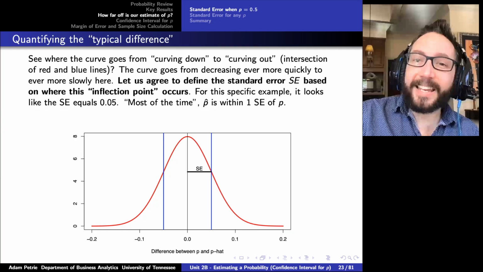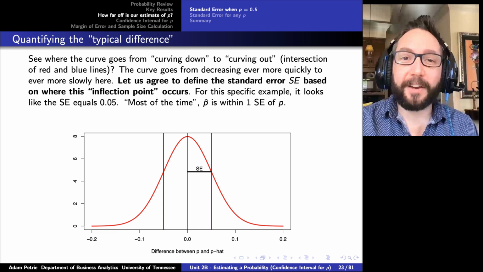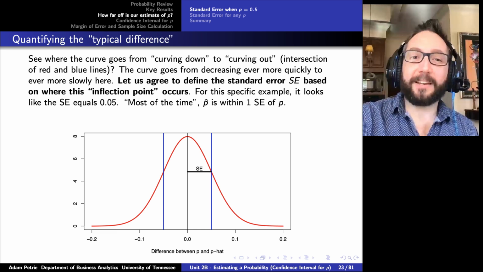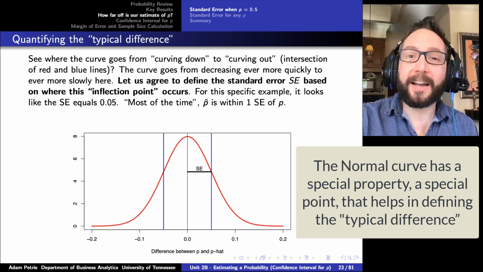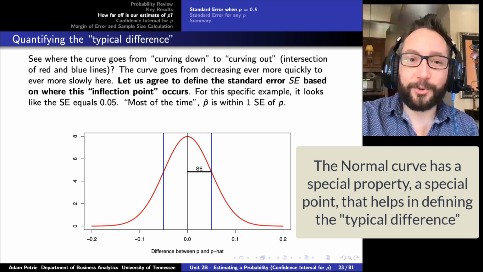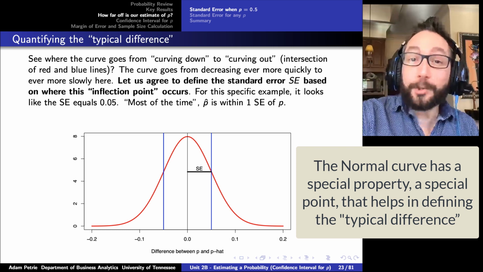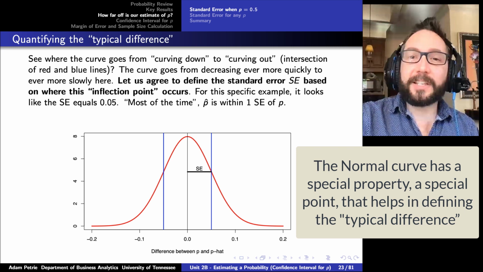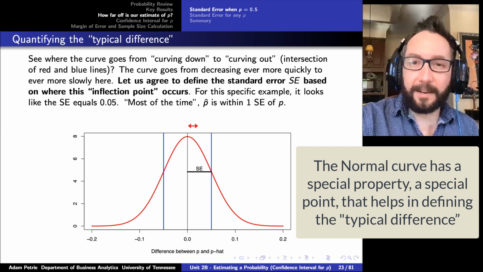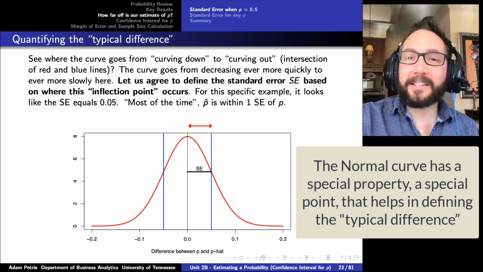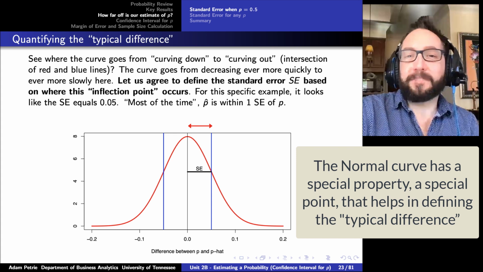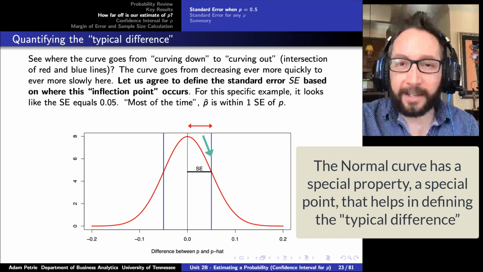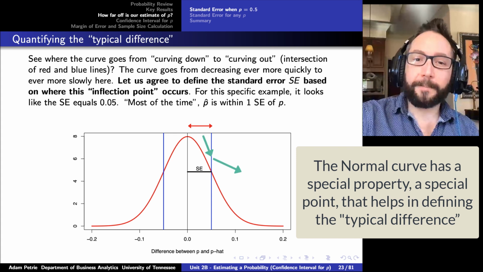So the nice thing is that the bell-shaped curve has a very special property here. Let's go ahead and use this special property to define a typical difference between a p hat we might measure and the true value of p. So let's agree to do the following. Let's use the distance between the peak of this bell curve and its inflection point, the point on the curve where the curve goes from sloping downward ever more quickly to sloping outward.